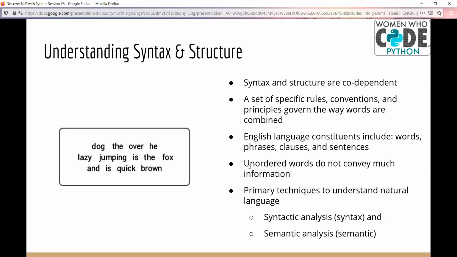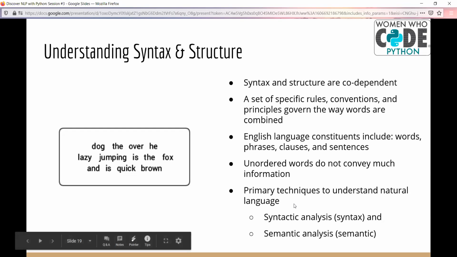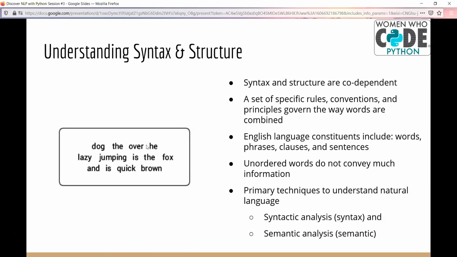Even if the word is correct syntactically, it doesn't mean that it would be correct semantically. So while forming the sentence, both of these things are important to take into consideration. Unordered words do not convey much information. As you can read the text over here, "the dog, the over, he, lazy, jumping", this doesn't make any sense. For that to make sense, we have to take care of the semantics as well.